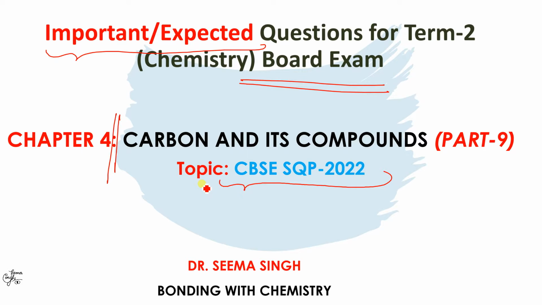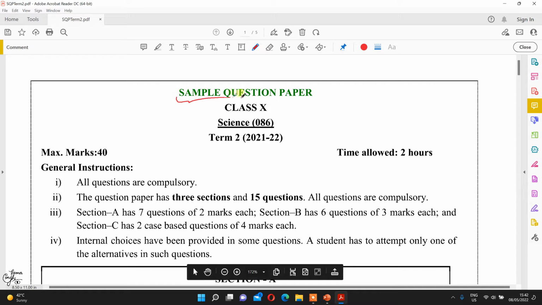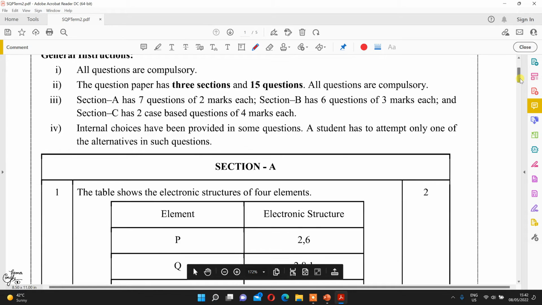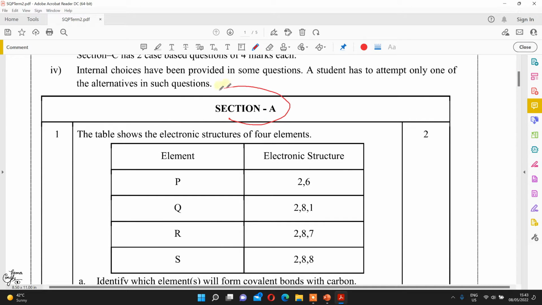This video is also a closure to the question answers series from the chapter carbon and its compounds for the board examination. Now, my dear students, this is a sample question paper that I've downloaded from the website of CBSE for the term 2, 2021-22. I'm not getting into the basic instructions. You know how your question paper is going to look. From section A, let us look at all the questions that have been asked from the chapter carbon and its compounds.